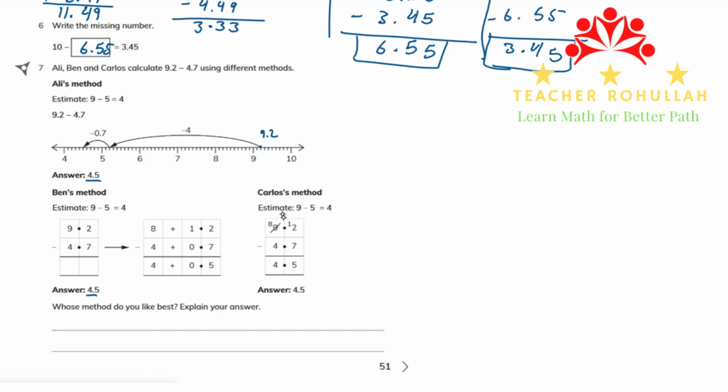The last one is Carlos' method. He also used rounding to the nearest ones to estimate. The estimated answer for him is also 4, but he has used column subtraction. He has first ordered them, putting the decimal points in order, and then borrowed from the ones place to get a complete number in the tenths place, and then subtracted 7 from 12. He also got 4.5. But the question here says, whose method do you like best? Explain your answer.